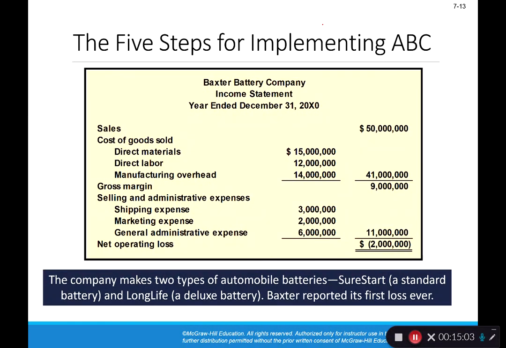So to demonstrate how an ABC system works, we're going to be using an example for Baxter Battery Company. And we have an income statement here which shows their product costs at the top and the period costs at the bottom. This is a traditional income statement. And Baxter makes two types of automobile batteries, the Sure Start, which is a standard battery, and the Long Life, which is their deluxe model. And they have their first loss ever. So management's trying to figure out, why does this loss exist?